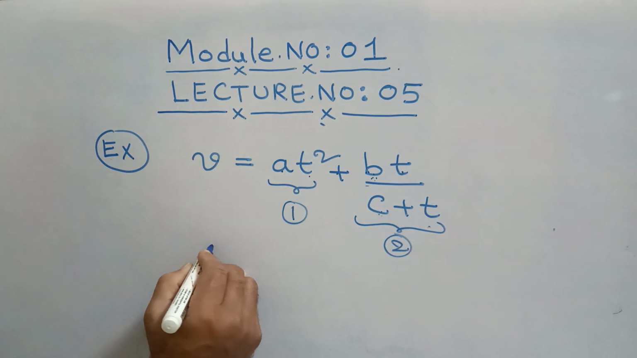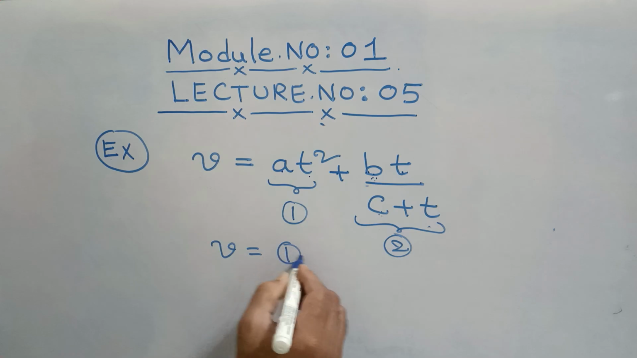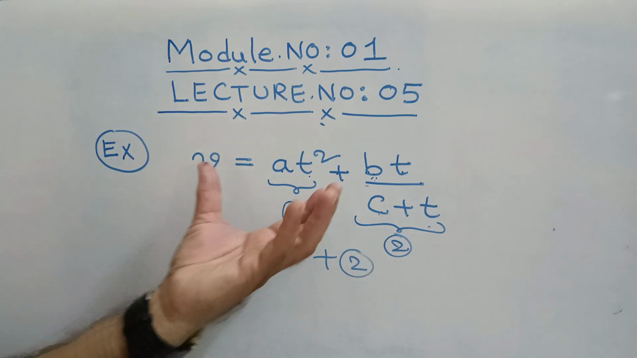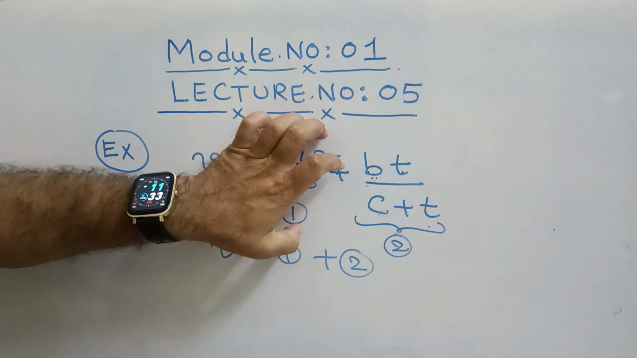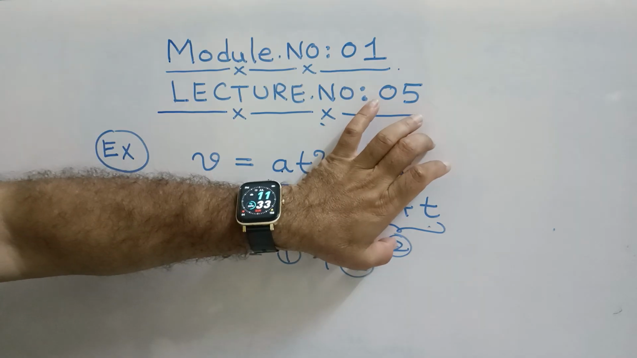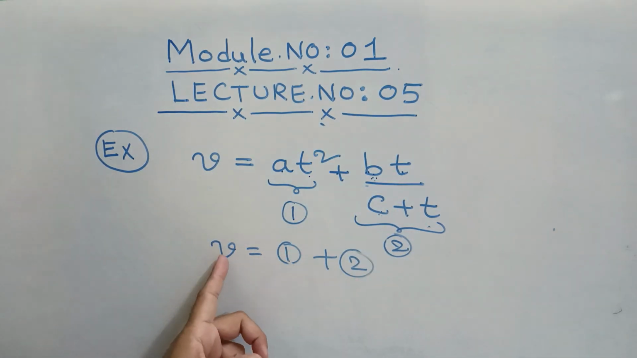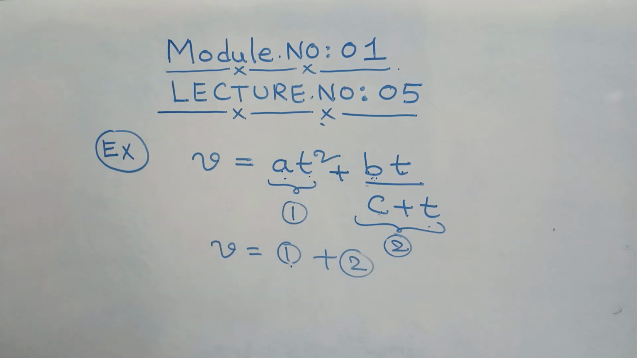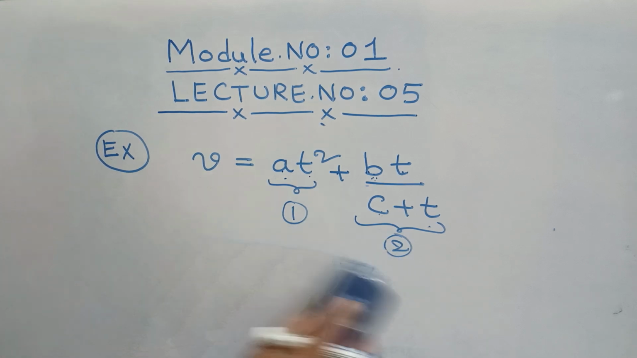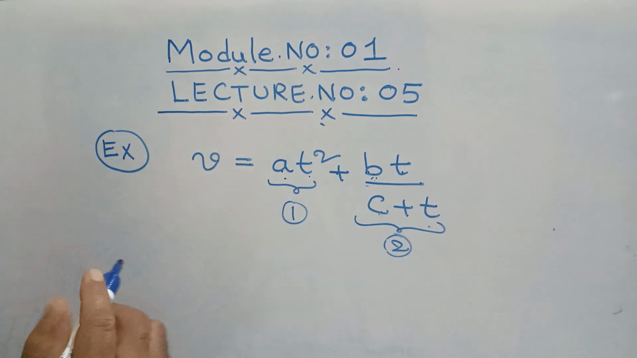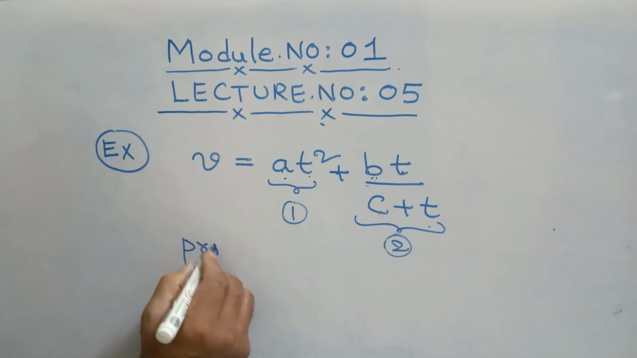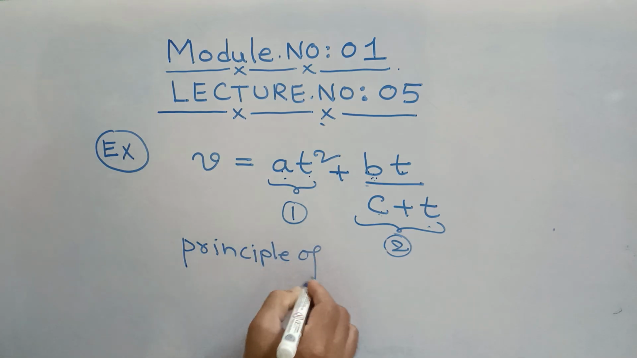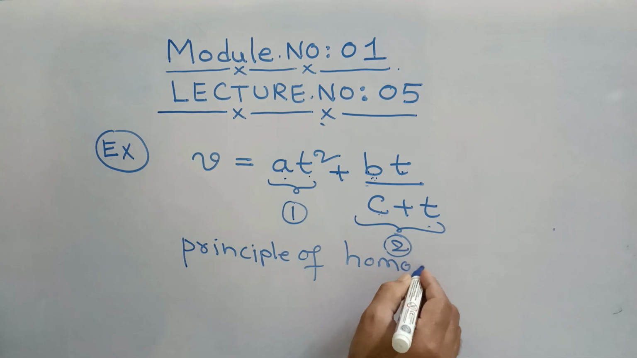Therefore, your velocity v is the sum of two terms, 1 plus 2. So your velocity v is equal to the sum of two terms. This is the first term, term 1, and this is the second term, term 2. Therefore, the sum of two terms is equal to v. In the first term, AT square, according to the principle of homogeneity, we have to remember this principle. It is the principle of homogeneity.